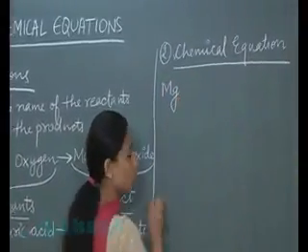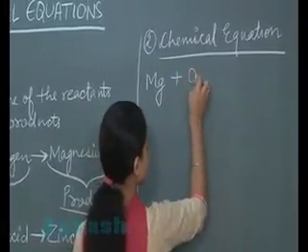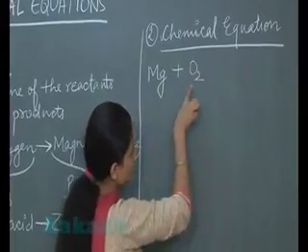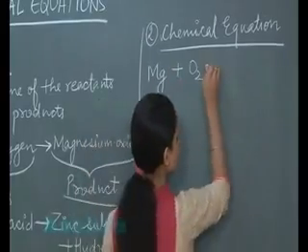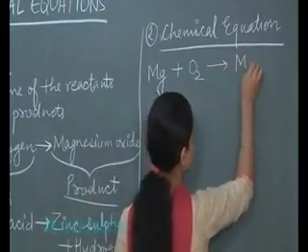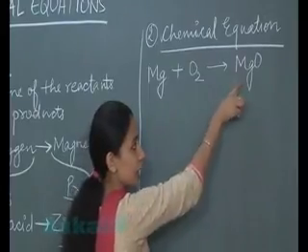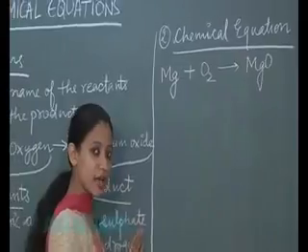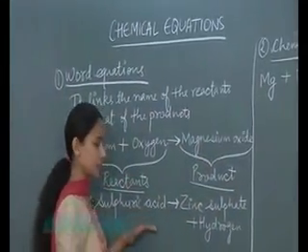Instead of writing the whole name, I can simply write the symbol. Magnesium reacts with oxygen. Oxygen is present in the form of O2 molecule. So this is the formula of oxygen molecule. Magnesium reacts with oxygen molecule to give you magnesium oxide. And the formula of magnesium oxide is MgO. I hope students this is clear to you. Next example we took was the reaction between zinc and sulfuric acid.